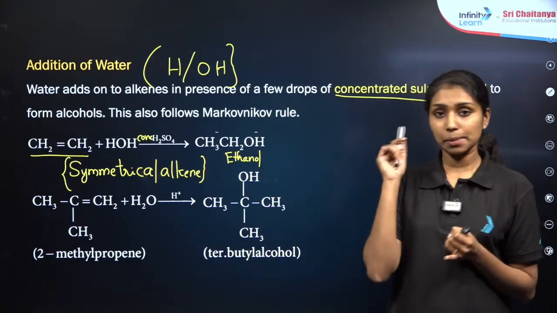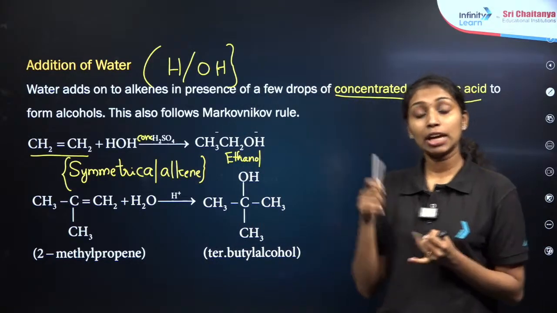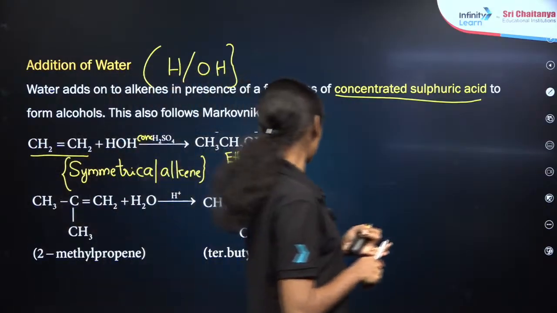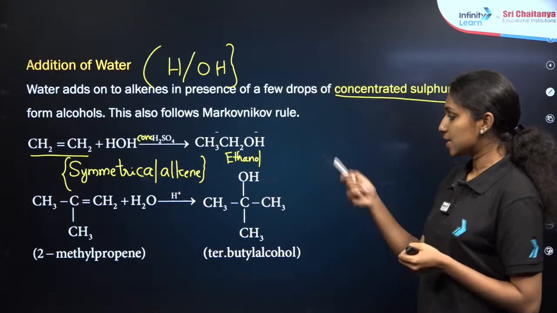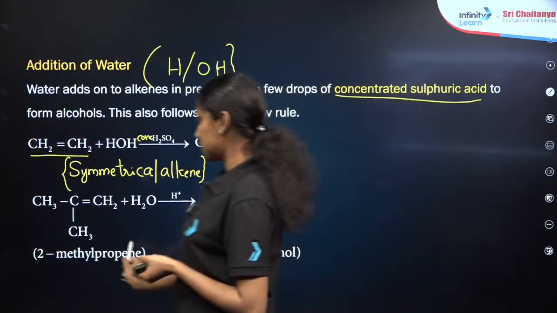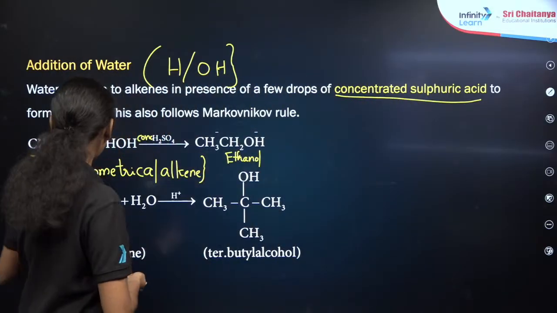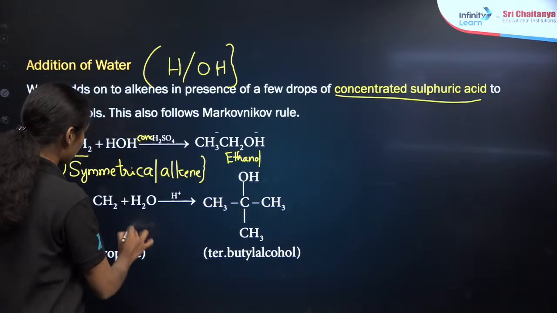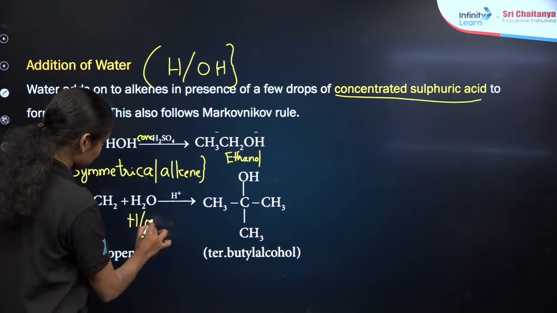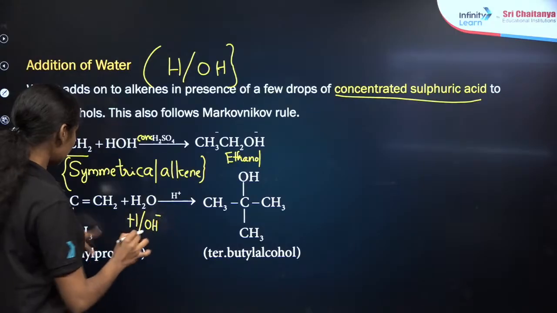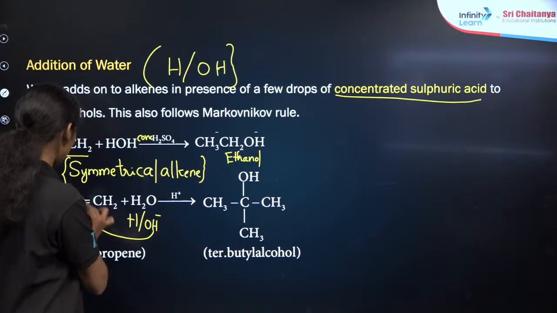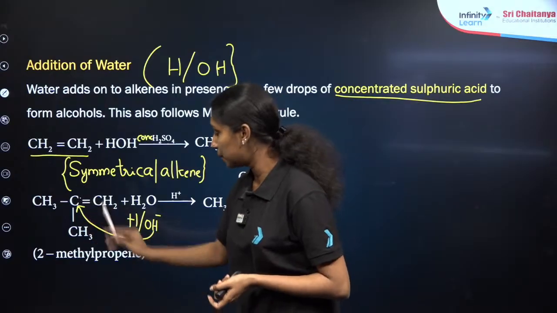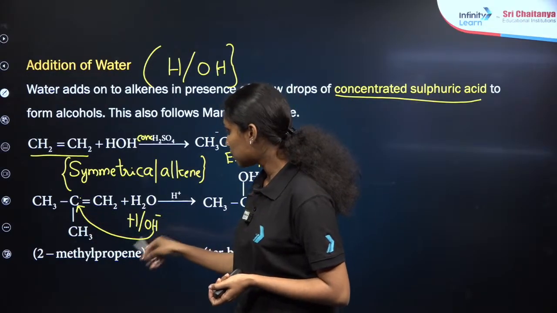If you are doing a symmetrical alkene, just add the OH minus. If you are taking unsymmetrical alkenes, just like halogenation, we apply the Markovnikov rule here. As you can see in the next reaction, it's 2-methylpropene. This will be H and OH, right? OH minus will go to the carbon containing the lesser number of hydrogen atoms. Here zero hydrogen is present on this carbon, so this OH will go to this side.